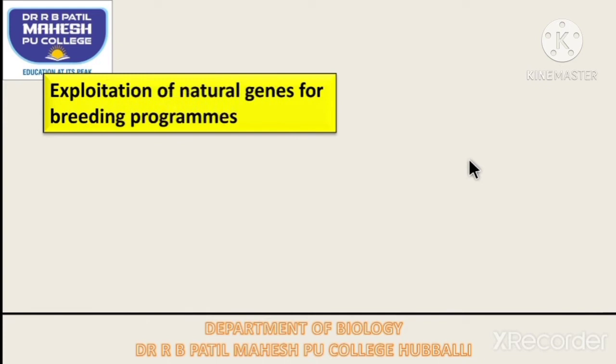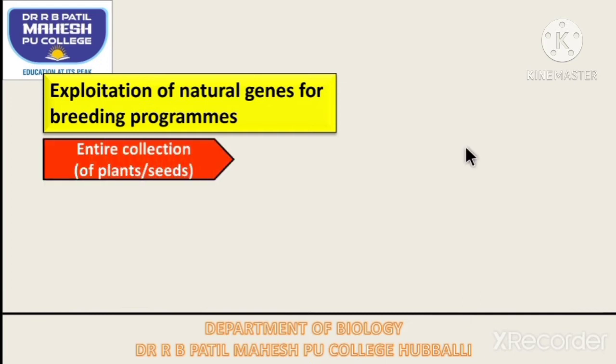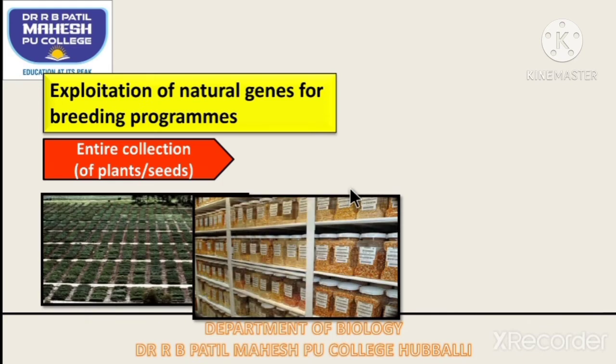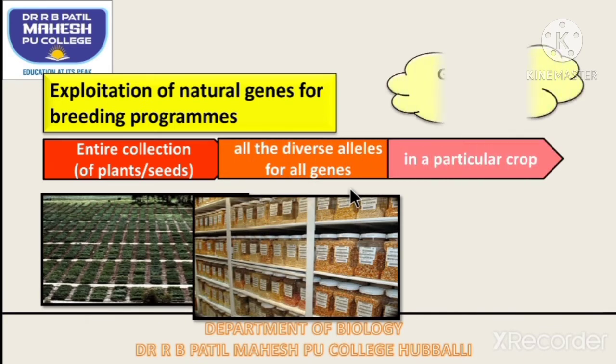Then the plant breeding program is dependent upon exploitation of the natural genes for breeding programs. That is, we are going to make use of natural genes, and then we will make the genes interact with another gene of the other plant with a desirable character. So we exploit natural genes. For that we may collect the entire plant or the entire seed to do plant breeding, and if we do so, then it is called germ plasm collection. This germ plasm collection has been asked for 1 mark 2 times in the board exam. So please make a note of this.